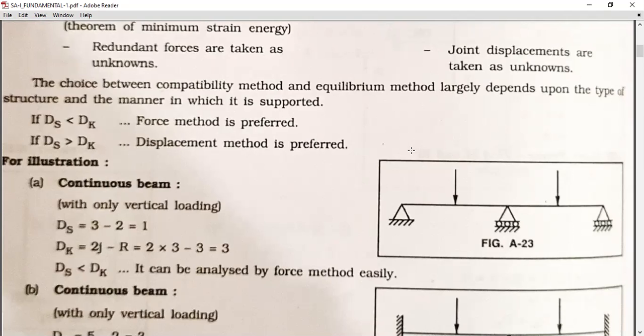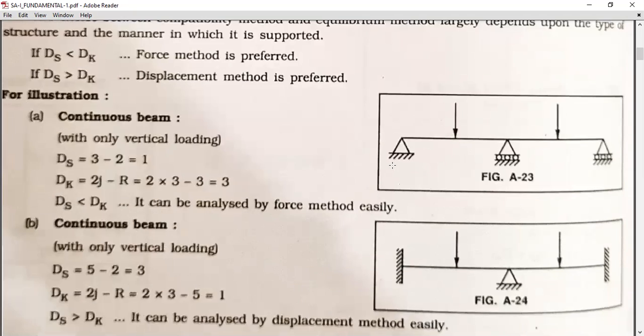DSI plus DSE is equal to ds. From that we can find dk is equal to 2j minus r, which is 2 into the joints, that is 3 joints, minus 3, which is equal to 3. That's why ds is less than dk, so it can be analyzed by the force method.